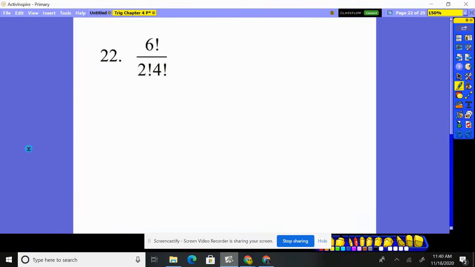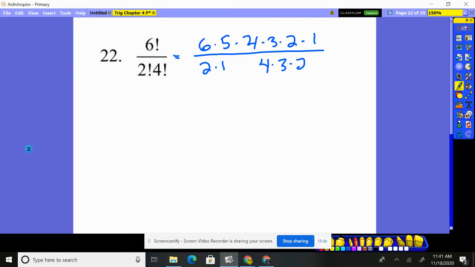Problem 22 has a lot of factorials here. What does this mean? 6 factorial, 6 times 5 times 4. Look at my fancy 4. Divided by 2 factorials, 2 and 1. 4 factorial, 4 times 3 times 2 times 1.